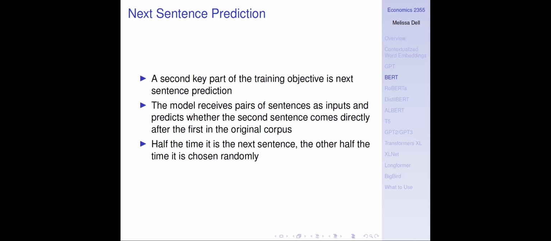Okay, so a second key part of the training objective is next sentence prediction. The model receives pairs of sentences as inputs and predicts whether the second sentence comes directly after the first in the original corpus. In training, you're feeding in pairs of sentences, and half the time they're consecutive sentences, and half the time they're just randomly chosen from the corpus.